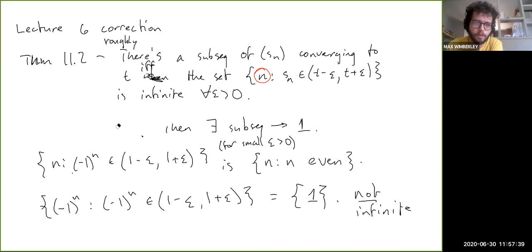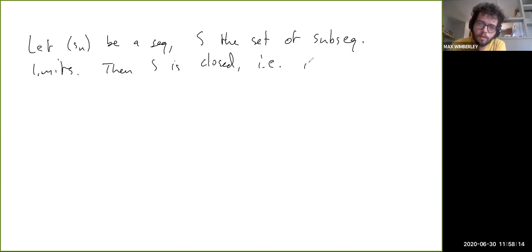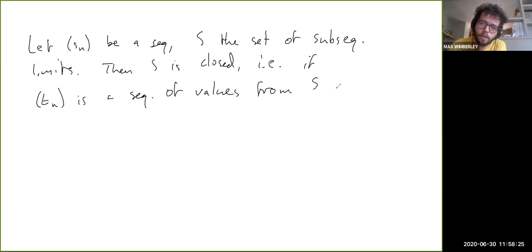It was in the proof of the very last theorem. Here, let me just clear everything. The theorem was: let Sn be a sequence, and S the set of subsequential limits, then S is closed, i.e., if Tn is a sequence of values from S and Tn converges to T, then T is in S as well. Okay, that was what we proved.